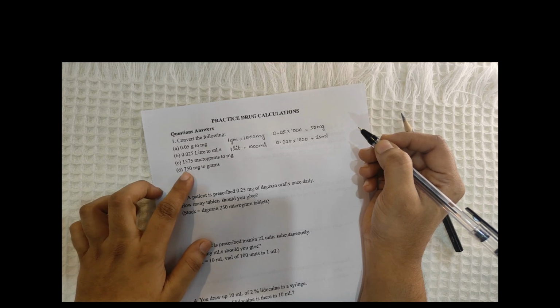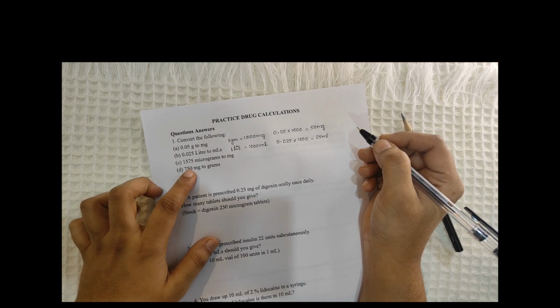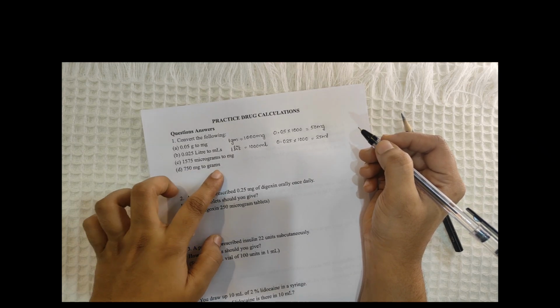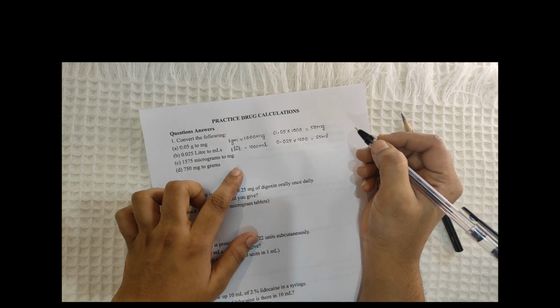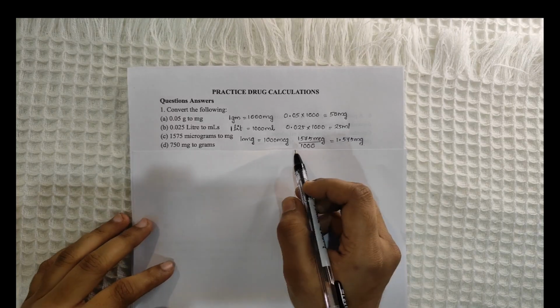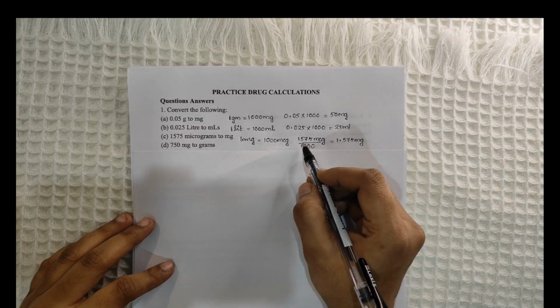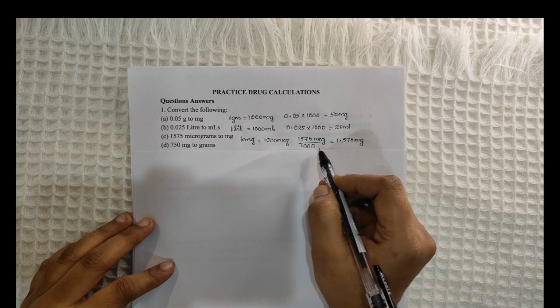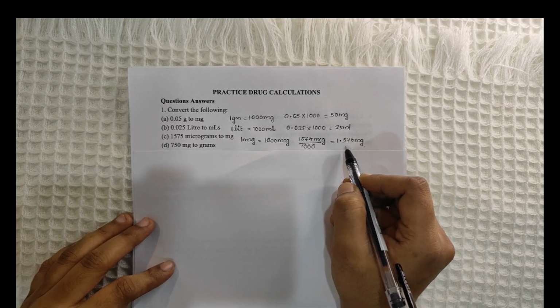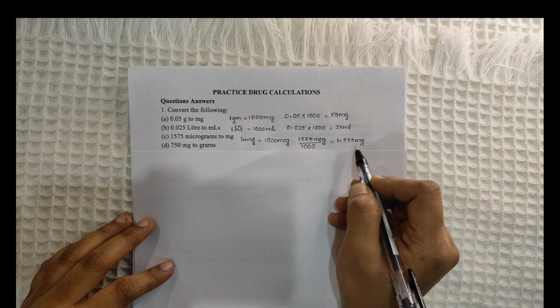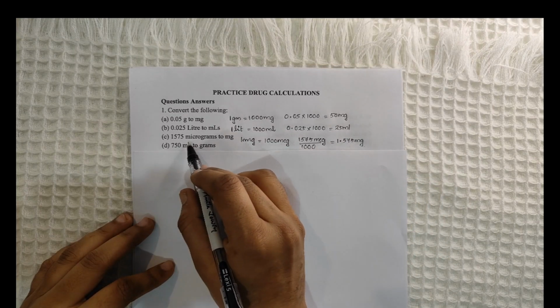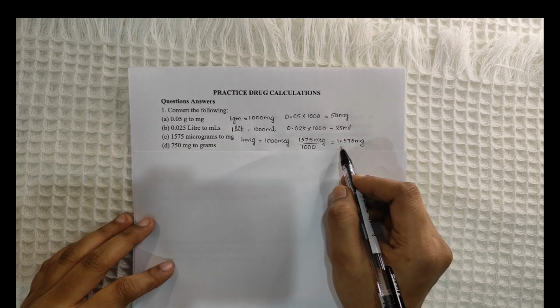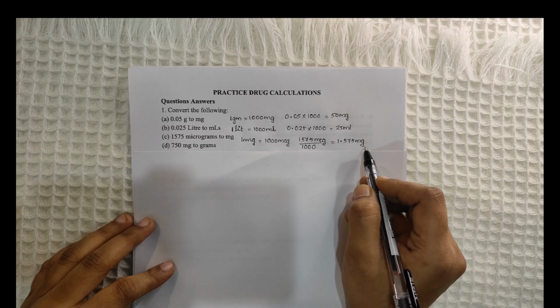The next question is convert 1575 microgram to milligram. In this, 1575 microgram divided by 1000 is equal to 1.575 milligram. So, 1575 microgram is equal to 1.575 milligram.